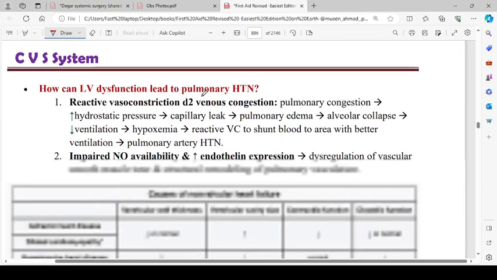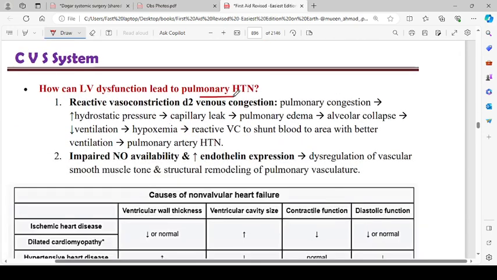How can left ventricular dysfunction lead to pulmonary hypertension? So if the left ventricle is not pumping the blood, it is accumulating in the left ventricle and in the right atrium. I'm sorry, in the left ventricle and the left atrium. So the pulmonary veins will be engorged. So the blood will start pooling in the pulmonary capillaries, and that will lead to pulmonary edema.